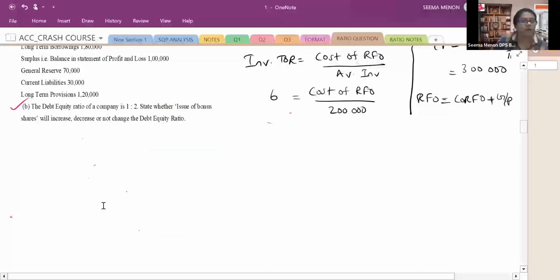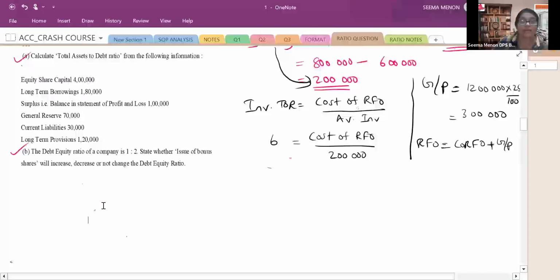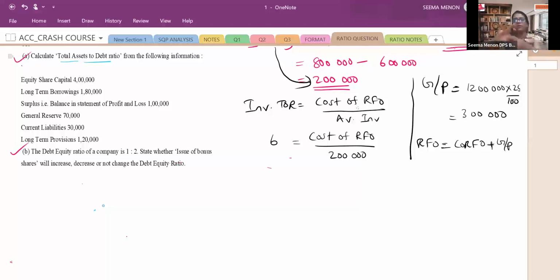Now see. It is given that first question, calculate total asset to debt ratio. Yesterday I taught you total asset to debt ratio. It's very easy to learn: total asset upon debt. That is the proportion we want to know. Total asset upon debt, that is total asset to debt ratio. From the name itself, you have to learn the formula.